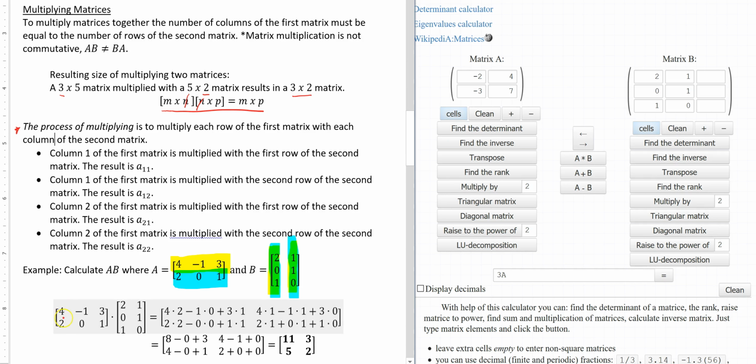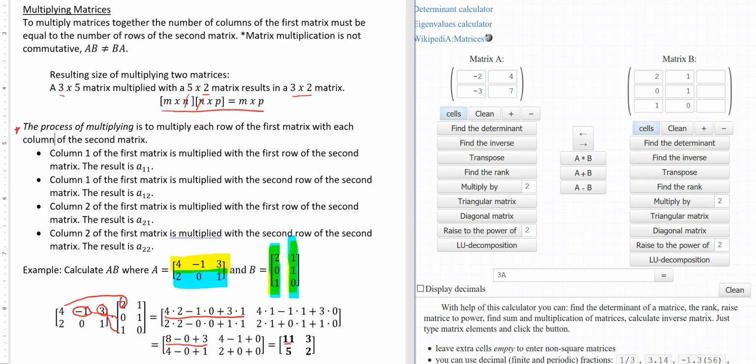I took 4, -1, 3, and multiplied it with 2, 0, and 1. So 4 is multiplied with the 2, -1 is multiplied with 0, and 3 is multiplied with 1. You're going to see that all in one long string there. That gave me the result of 8, 0, and 3, which added to 11.